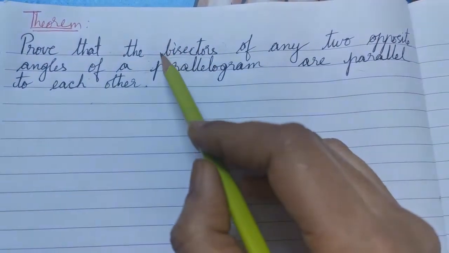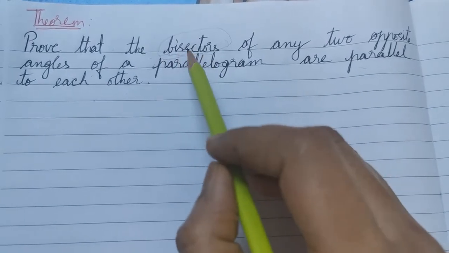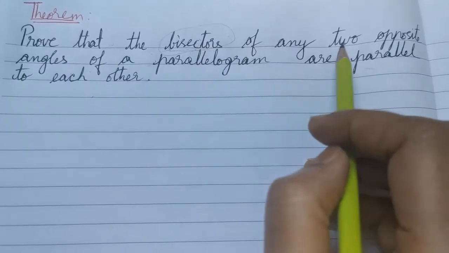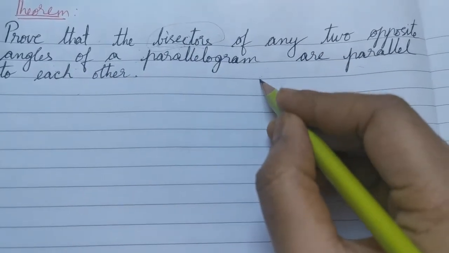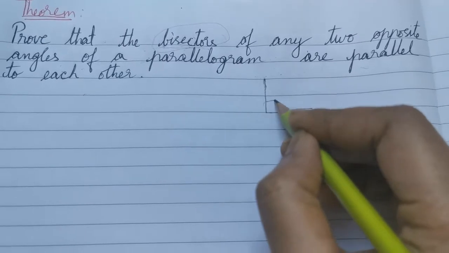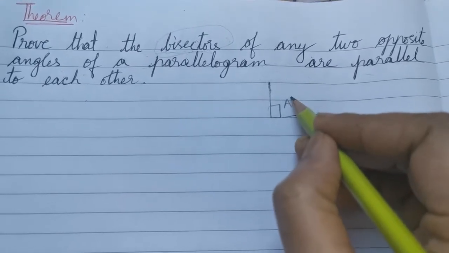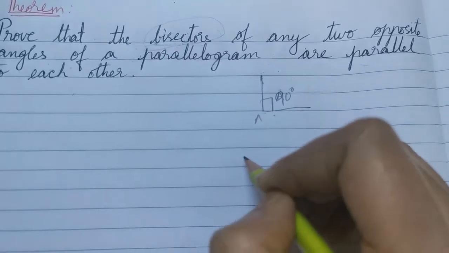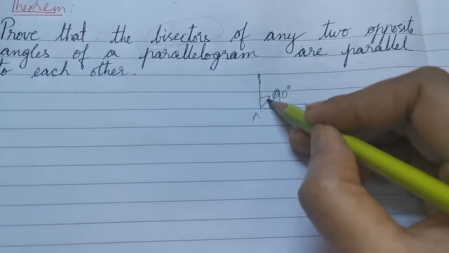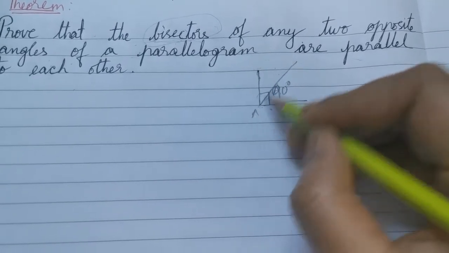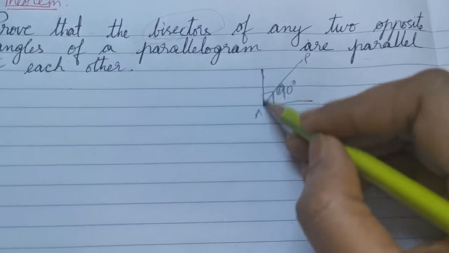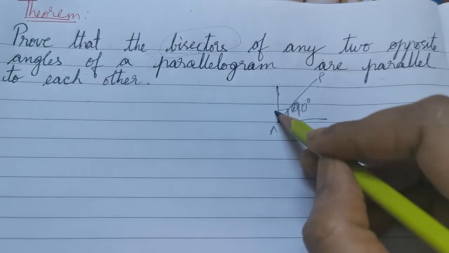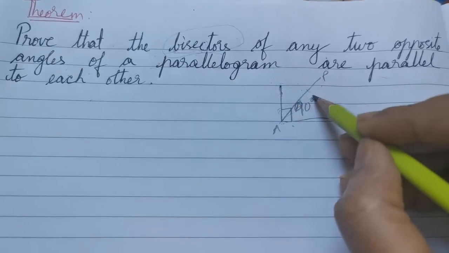So let me tell you, I've already discussed bisectors, but let me remind you here. Bisectors of angles means, if I have an angle A, for example, of 90 degrees, so this is angle A, it is 90 degrees. A bisector of an angle means, for example, AP is the bisector of this angle. The bisector AP will divide the angle A into two equal parts.